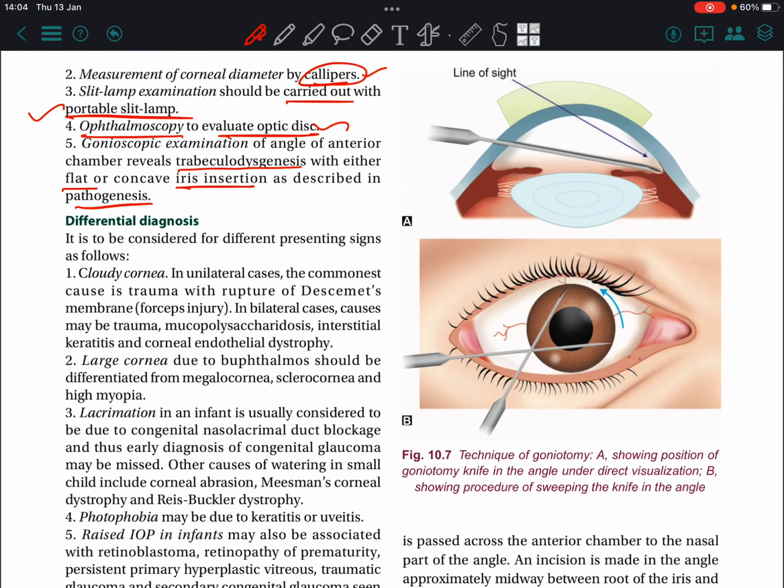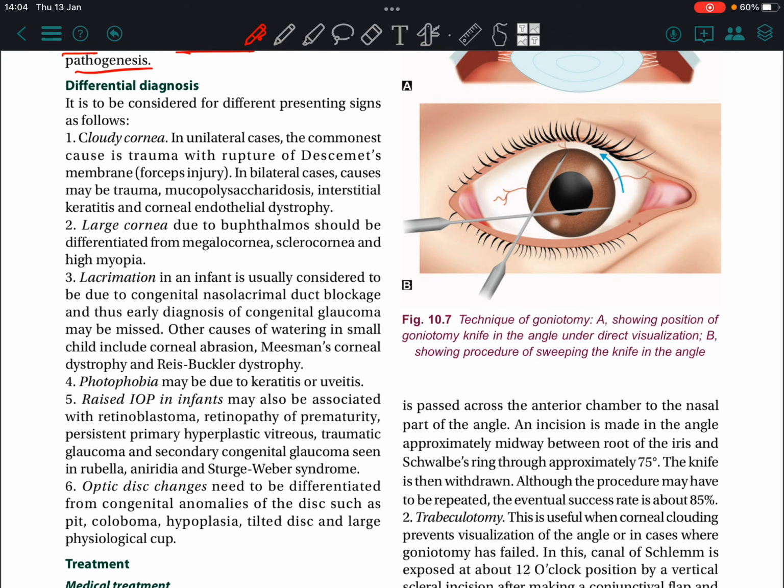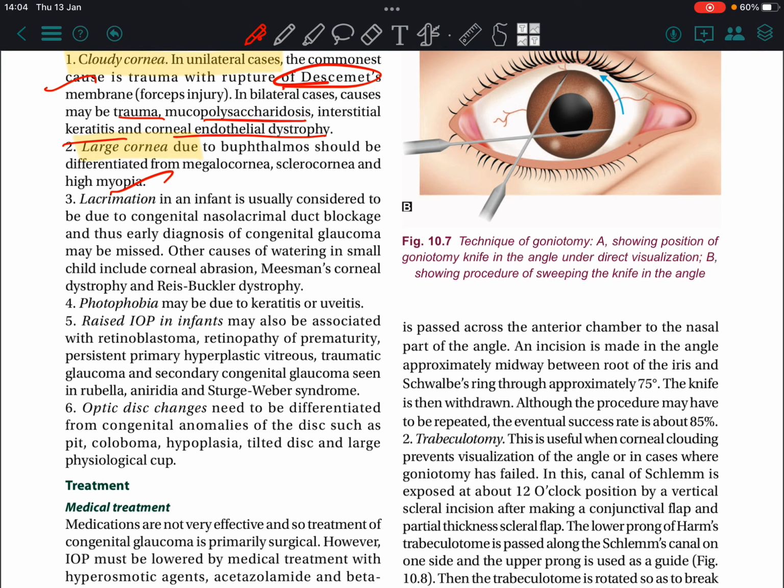Then differential diagnosis. Cloudy cornea: in unilateral cases, the commonest cause is trauma with rupture of Descemet's membrane. In bilateral cases, causes may be trauma, mucopolysaccharidosis, interstitial keratitis, and corneal endothelial dystrophy. A large cornea due to buphthalmos should be differentiated from megalocornea, sclerocornea, and high myopia. Lacrimation in an infant is usually considered due to congenital nasolacrimal duct blockage, and thus early diagnosis of congenital glaucoma may be missed.